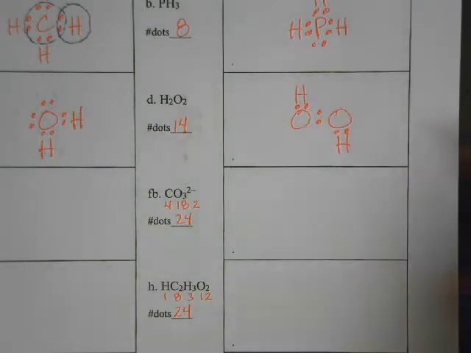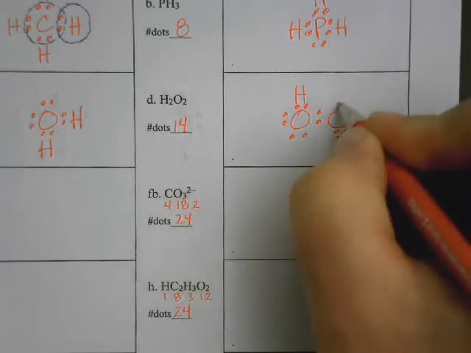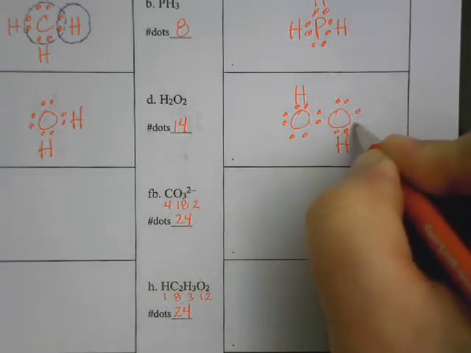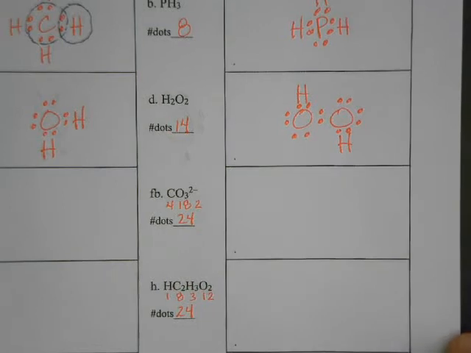That's six. I got to fill out the rest of the 14. Hydrogens can't get any more. So 8, 10, 12, 14. There is H2O2, which is hydrogen peroxide. It's the stuff sometimes when you get a scratch or a little cut, you can put that on to disinfect it. Also note, it tends to have a kind of bent shape, just like H2O did, but it's got an extra hydrogen.